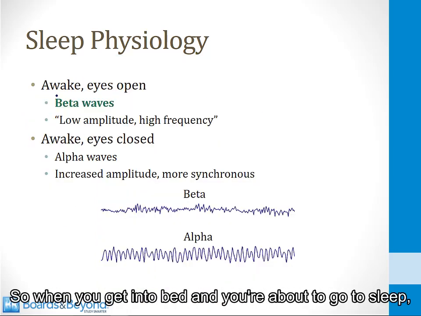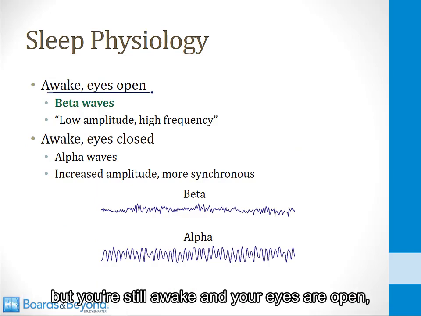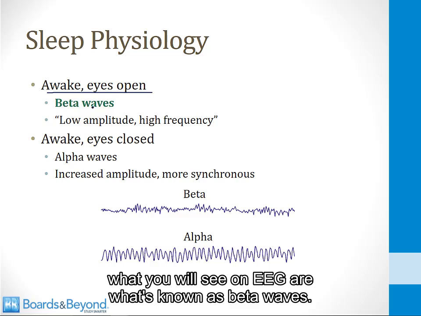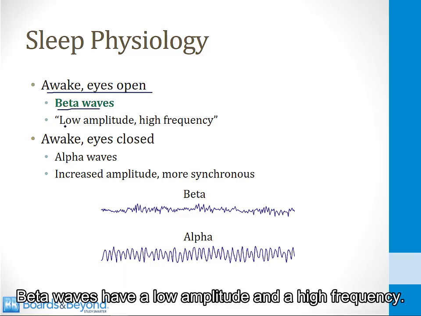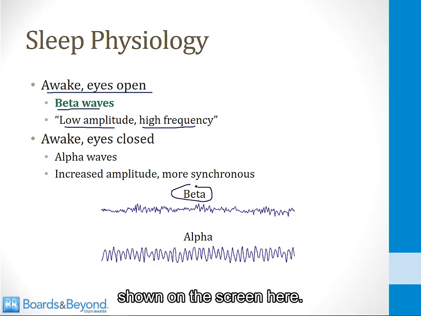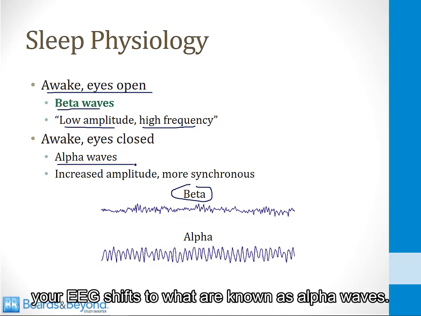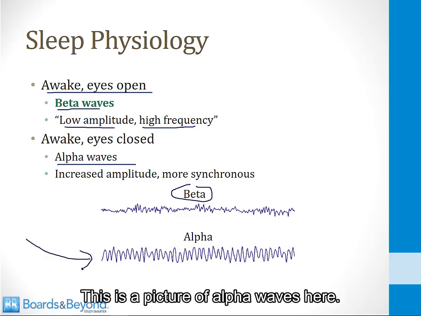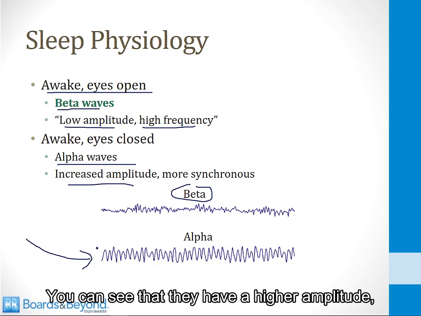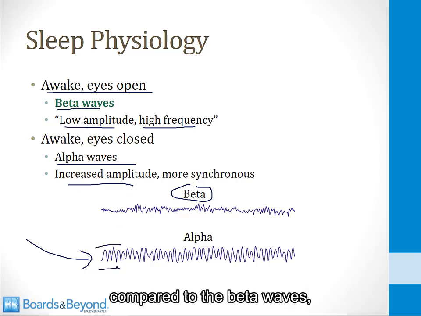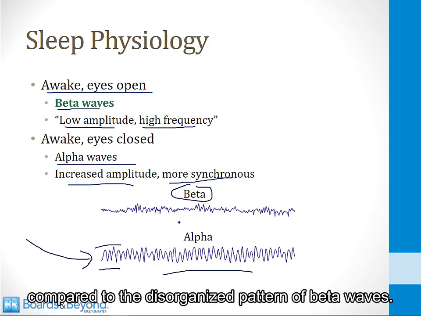So when you get into bed and you're about to go to sleep, but you're still awake and your eyes are open, what you will see on EEG are what's known as beta waves. Beta waves have a low amplitude and a high frequency, and this is an example of beta waves shown on the screen here. When you close your eyes to start to get ready to go to sleep, your EEG shifts to what are known as alpha waves. This is a picture of alpha waves here. You can see that they have a higher amplitude, meaning that they are bigger waves compared to the beta waves, and they are more synchronous, meaning they are more organized compared to the disorganized pattern of beta waves.